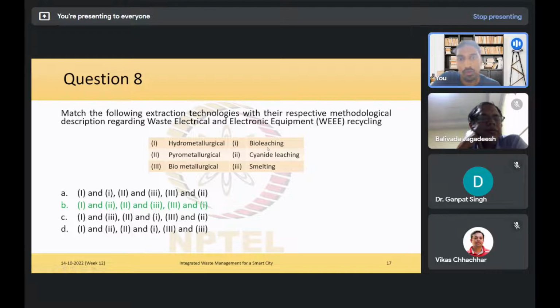Right? Why do we do that? Because, for example, in the cyanide leaching, cyanide, as we know, is a poisonous substance, right? So it has some disadvantages from the health aspect. Therefore, bioleaching is seen as a better alternative, because it doesn't have those negative effects. So that is the biometallurgical process. So the right matching is given in option B.